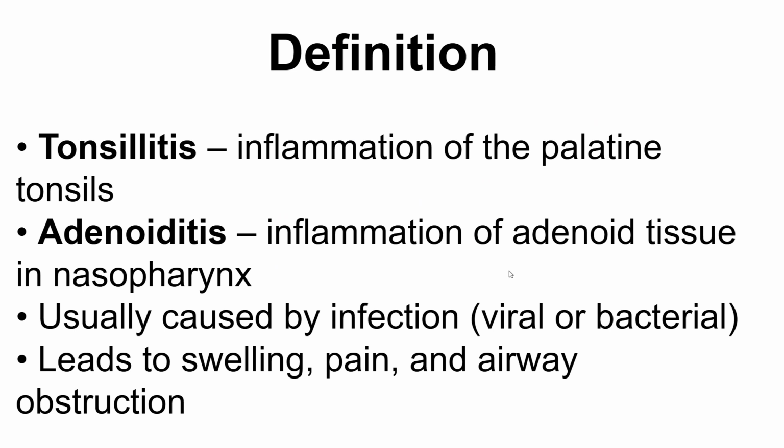Adenoiditis: inflammation of the adenoid tissue is called adenoiditis, and adenoids are located in the nasopharynx. It's mainly caused by infections like bacterial or viral infections, which lead to swelling, pain, and airway obstruction.